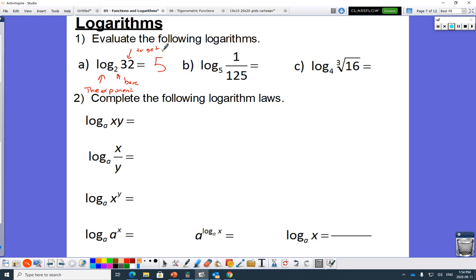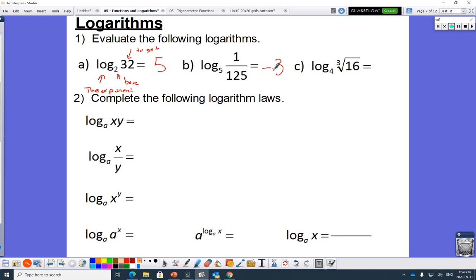So let's try this one. Log base 5 of 1 over 125. Well, 5 squared is 25. 5 cubed is 125. 3 is involved here. How are we going to end up with 1 over? Negative. Yeah? And these are the type of questions that help you learn what logs are about.